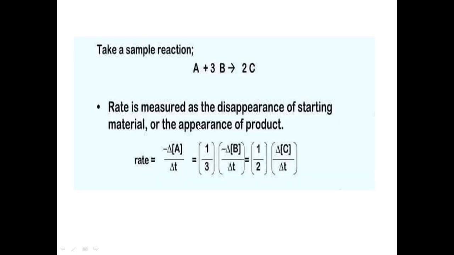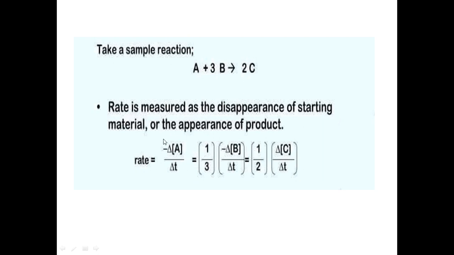Let's take this sample reaction and see how we can derive the rate of the reaction from the individual species. We have A plus 3 moles of B giving you 2 moles of C. The 3 and the 2 are the stoichiometric coefficients of these two species. So the rate is measured as the disappearance of the starting material, which is either A or B, or the appearance of the product, which is C.